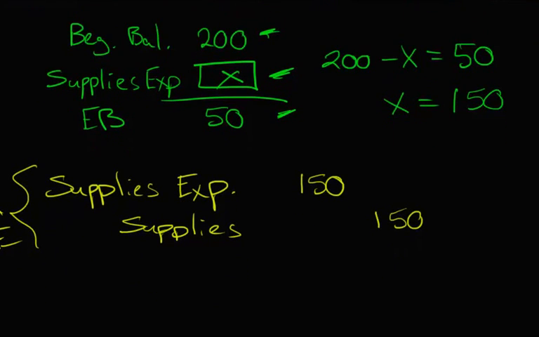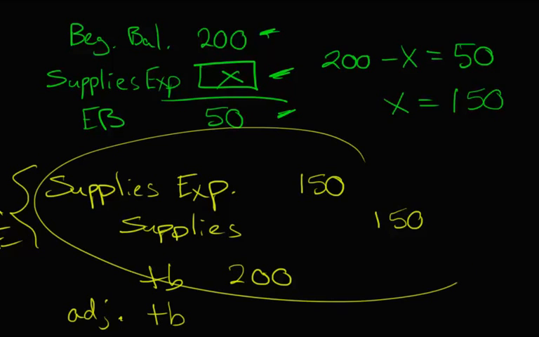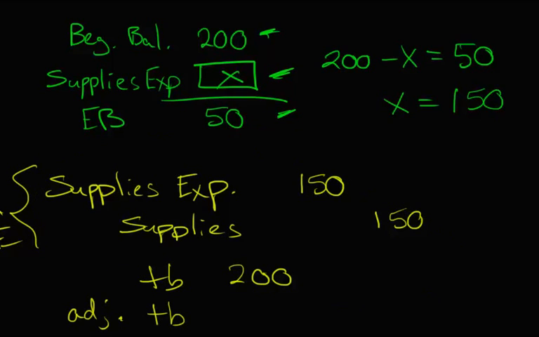So now we start with this trial balance that said 200. Ultimately what we're going to do is create a new trial balance, an adjusted trial balance, based on these types of entries, these adjusting journal entries. And now on the adjusted trial balance, supplies are going to be listed at 50, which is where they should be.